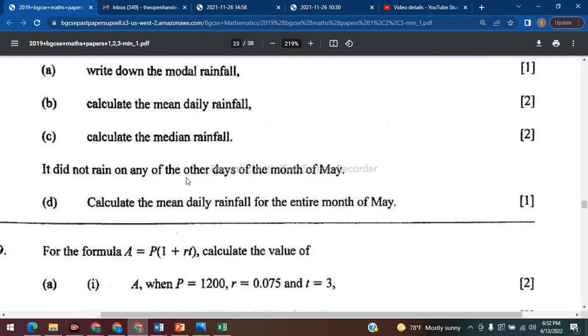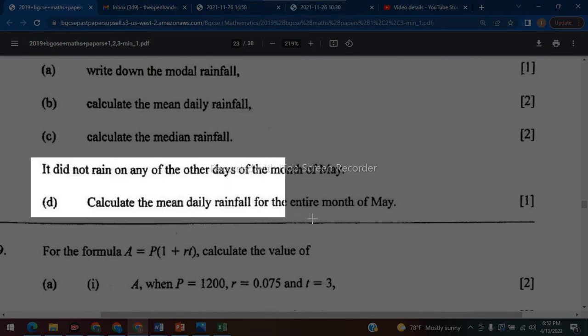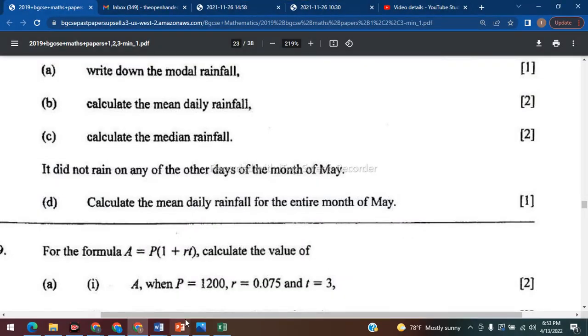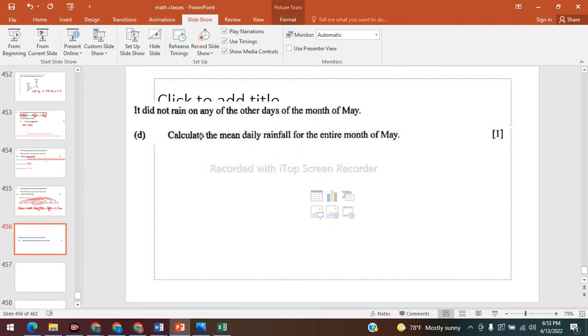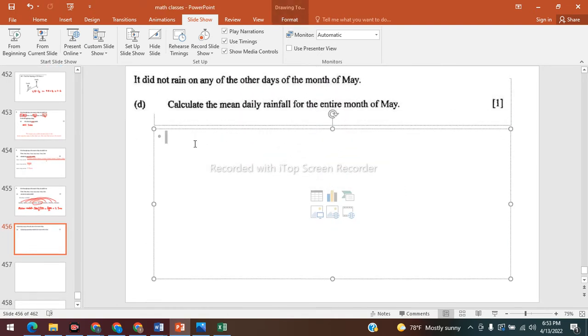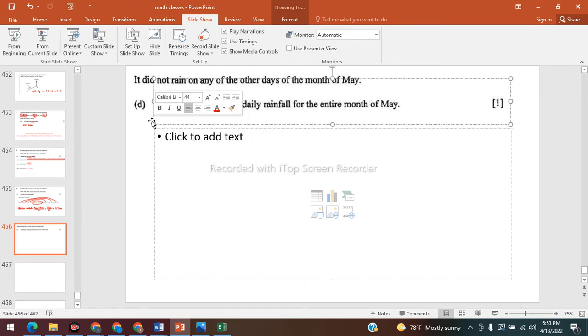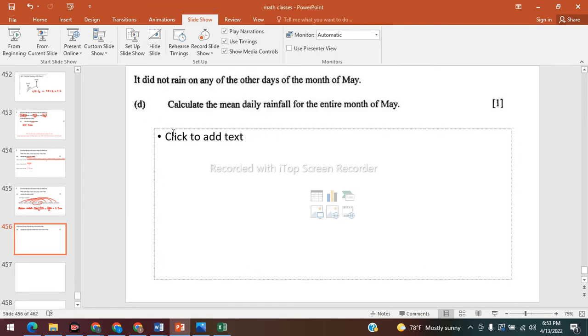It did not rain on any of the other days of the month of May. Calculate the mean daily rain for the entire month of May. This is where you need to think and use your brain, and this is where general knowledge comes into play.